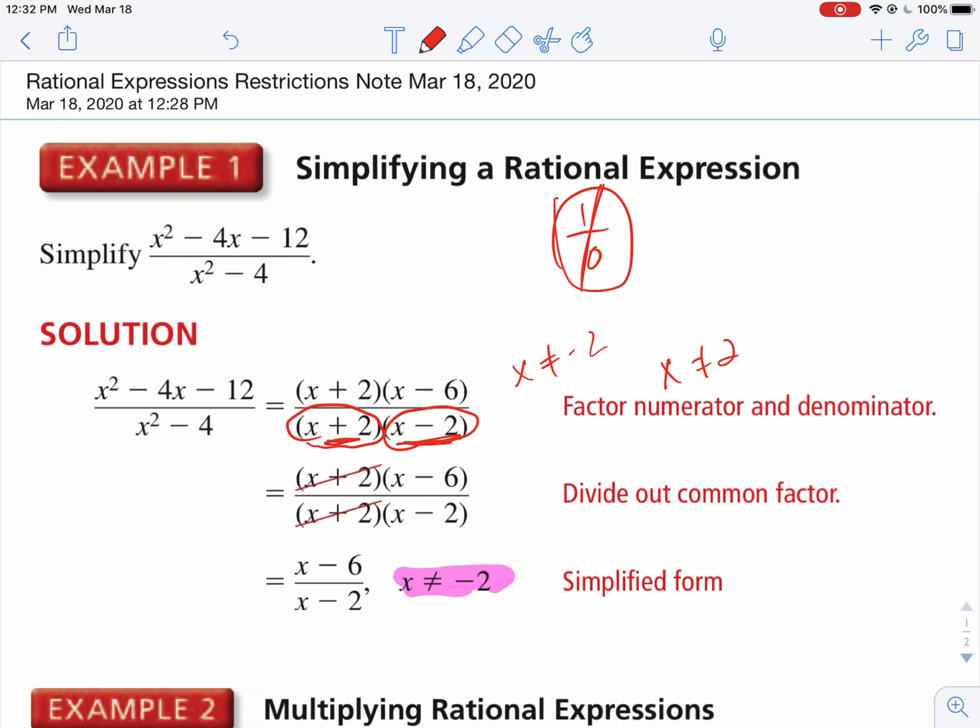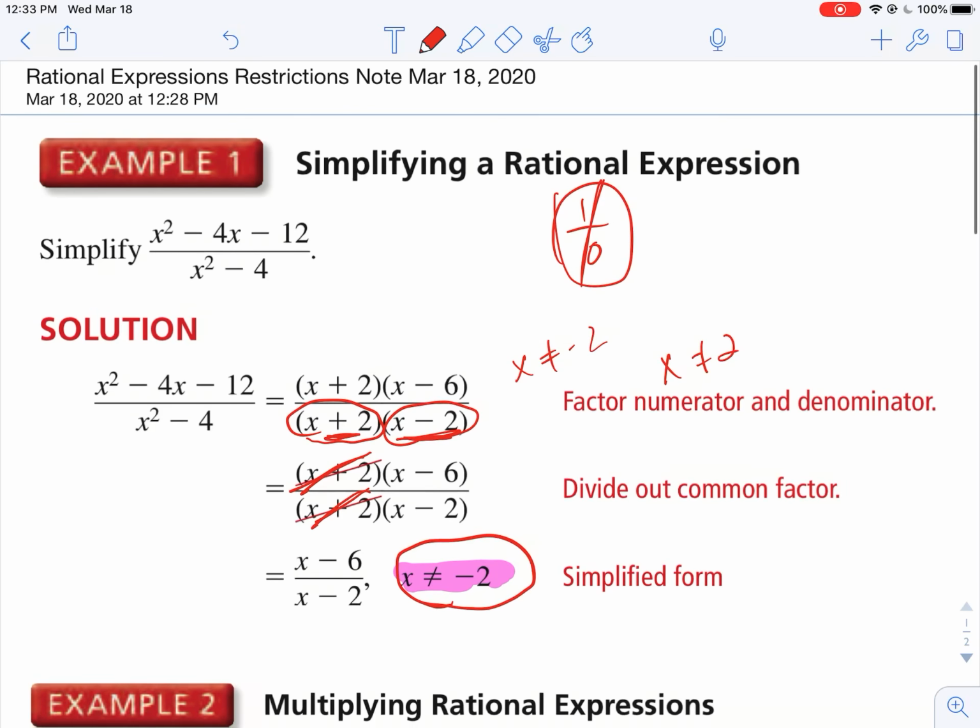The only reason why we can't have -2 at the final is because that's the expression that got eliminated throughout our work. So in this problem, the only restriction we have is -2 because that's the expression that's canceled out. So let's look at another example.